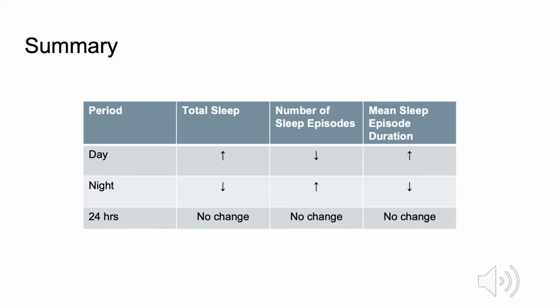So, as a matter of review, during the day, total sleep increases, number of sleep episodes decreases, and sleep episode duration increases. During the night, total sleep decreases, number of sleep episodes increases, and sleep episode duration decreases. And in an overall 24-hour interval that includes both day and night, there is no change at all observed in total sleep or other sleep patterns. And we think this is happening because what happens during the day is balancing out what happens during the night.